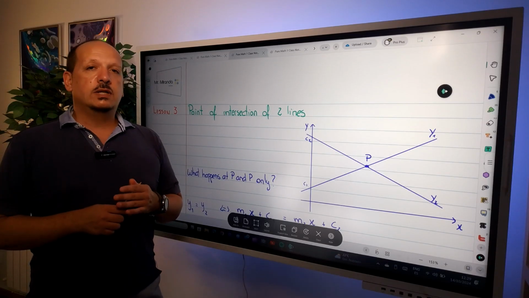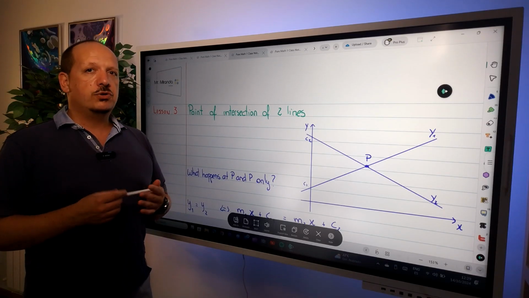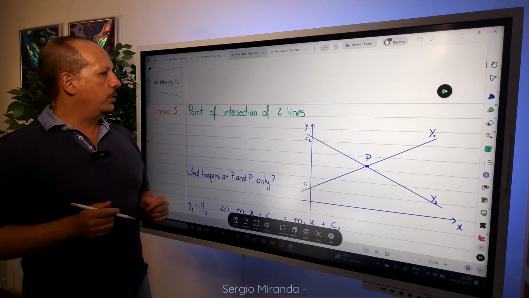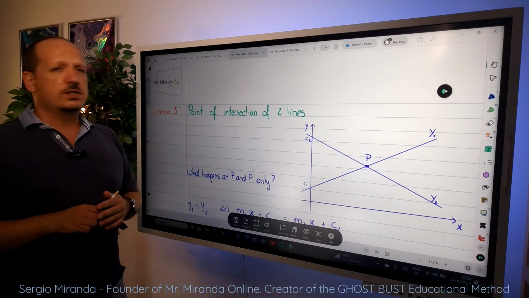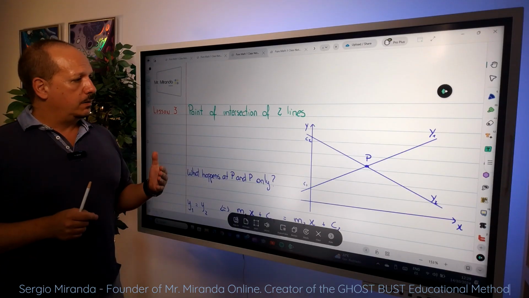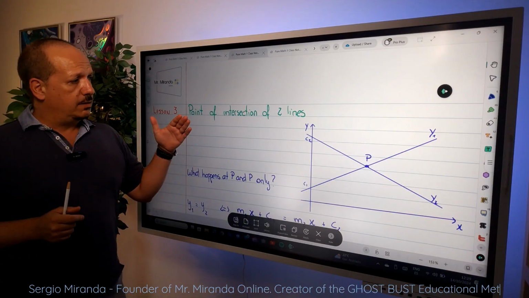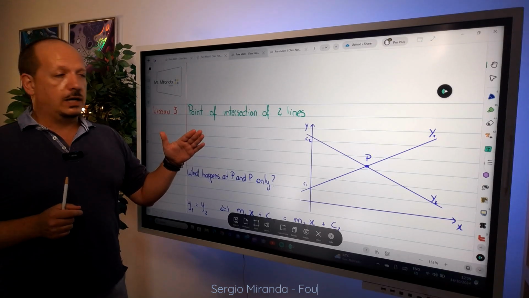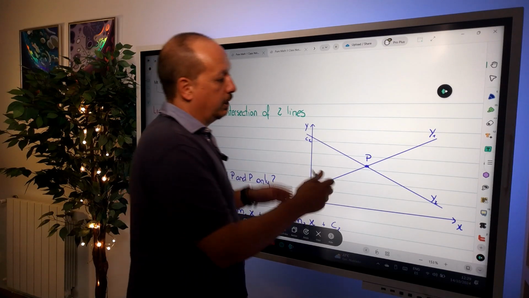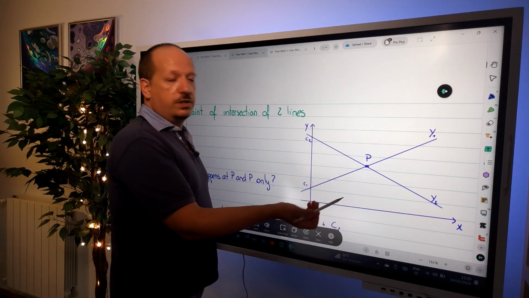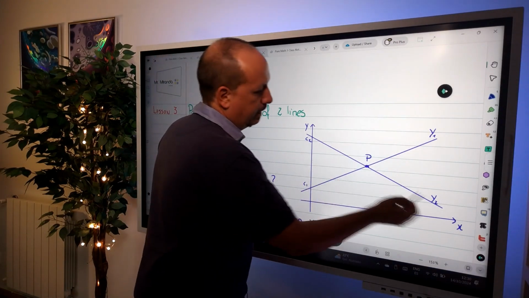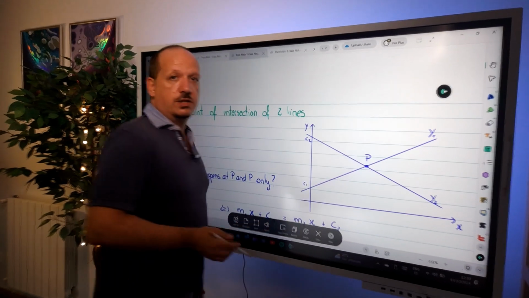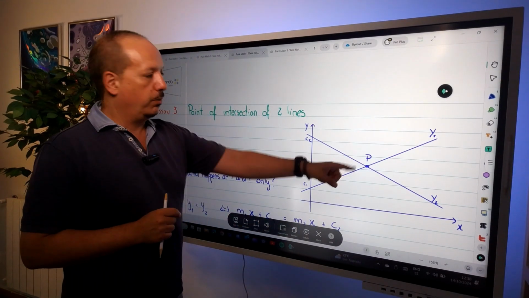On this third lesson about coordinate geometry, we're going to focus on points of intersection of two lines. What are points of intersection? As the name suggests, points of intersection of two lines are the points where the two lines cross one over the other. In this example, you have here line y1 and line y2. The point of intersection is the point where these two meet, point P.